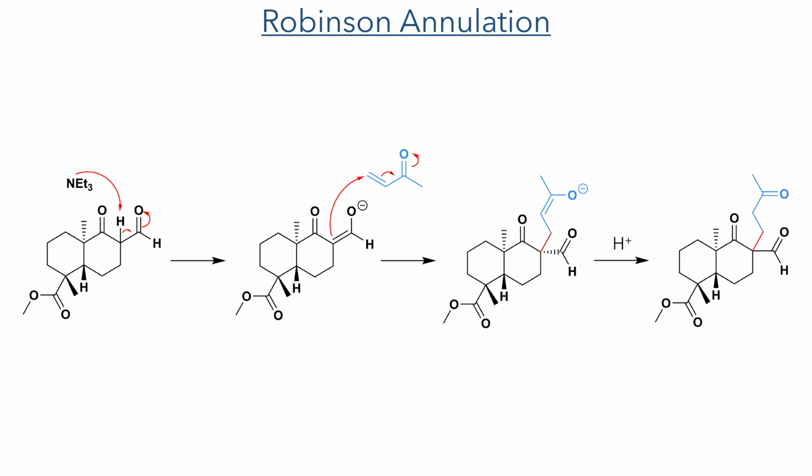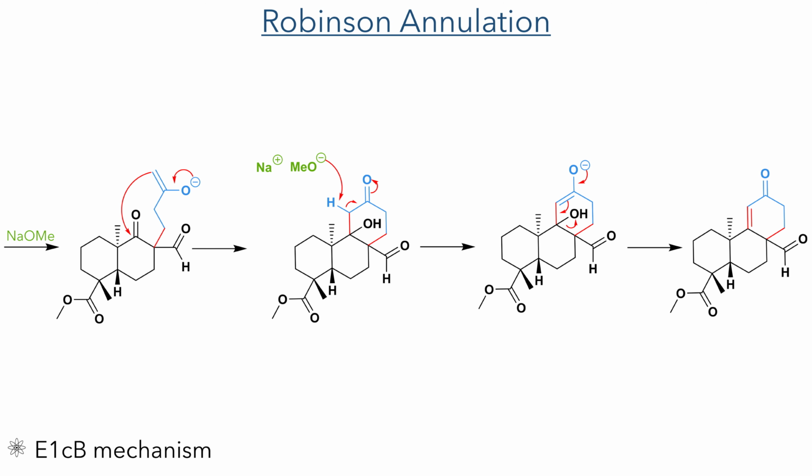It was reacted with triethylamine to form an enolate, which undergoes a conjugate addition to methyl vinyl ketone. This addition product again forms an enolate, which undergoes an intramolecular attack on the cyclohexanone moiety, producing an aldol addition product, which undergoes an E1CB elimination to eliminate the hydroxyl group and form the enone.